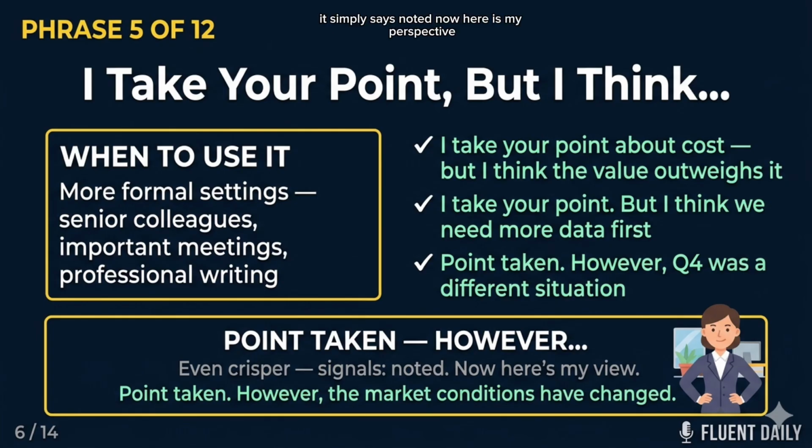Now here's my perspective. What happens if you don't just disagree with a minor detail, but you think the entire underlying premise of the meeting is just wrong? Oh, that is the nightmare scenario. It is. How do you pivot an entire room without telling everyone they are wasting their time?